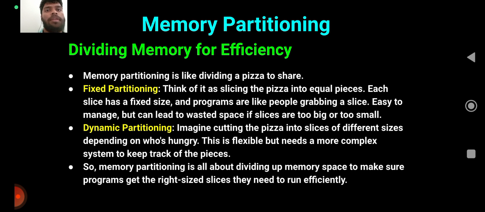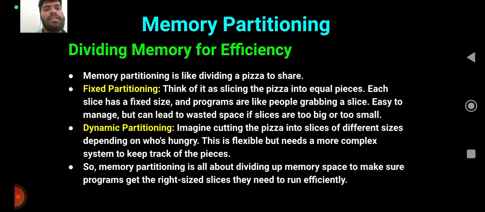Now memory partitioning, that is dividing the memory for efficiency. Memory partitioning is like dividing a pizza to share. I'm giving just an analogy for visualization. We have two kinds of partitioning: fixed partitioning and dynamic partitioning. In fixed partitioning, think of it as slicing the pizza into equal pieces. Each slice has a fixed size, and the programs are like people grabbing a slice.